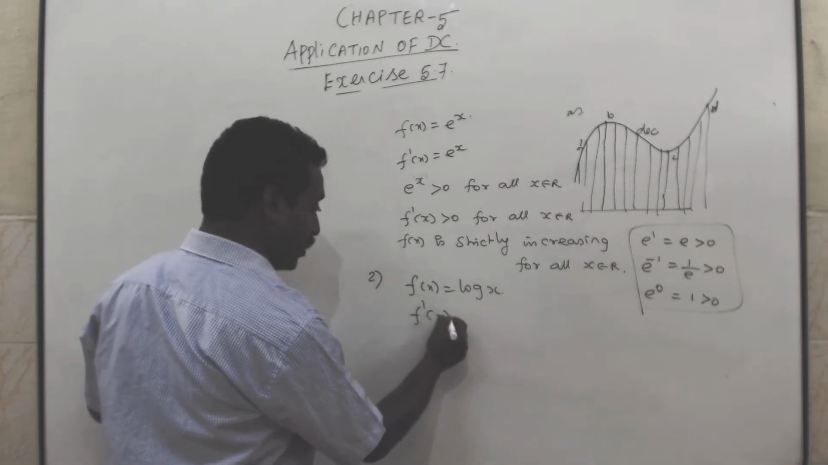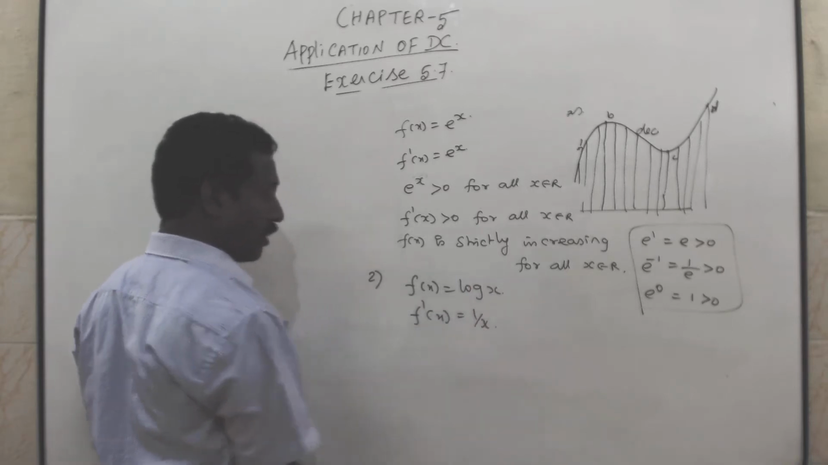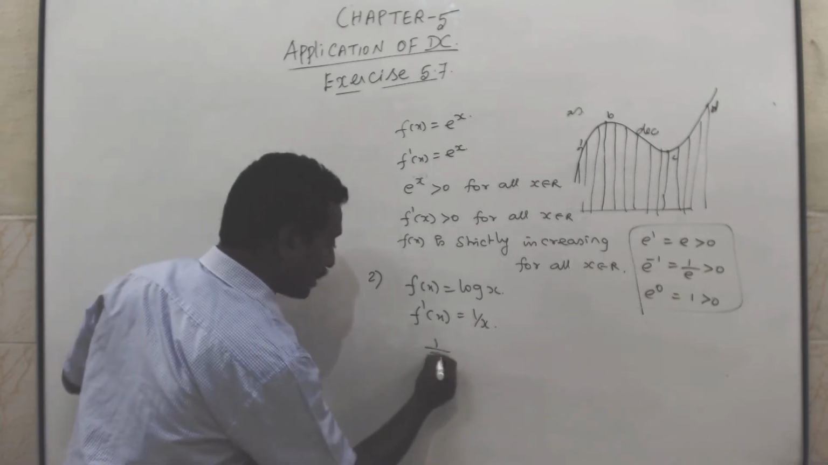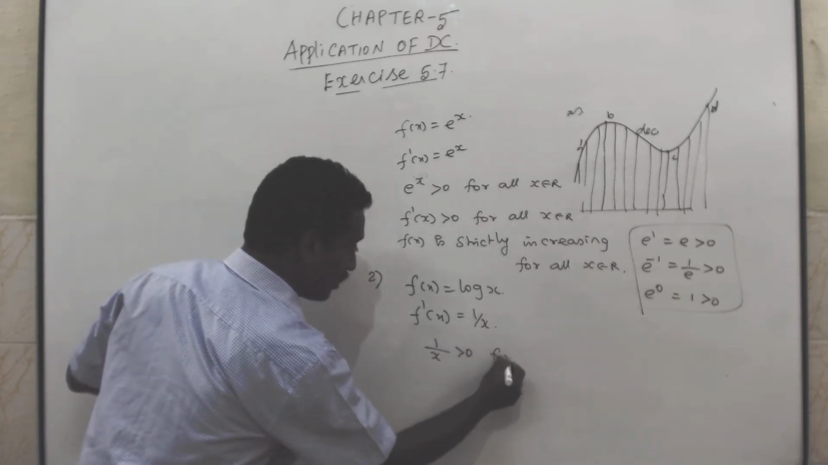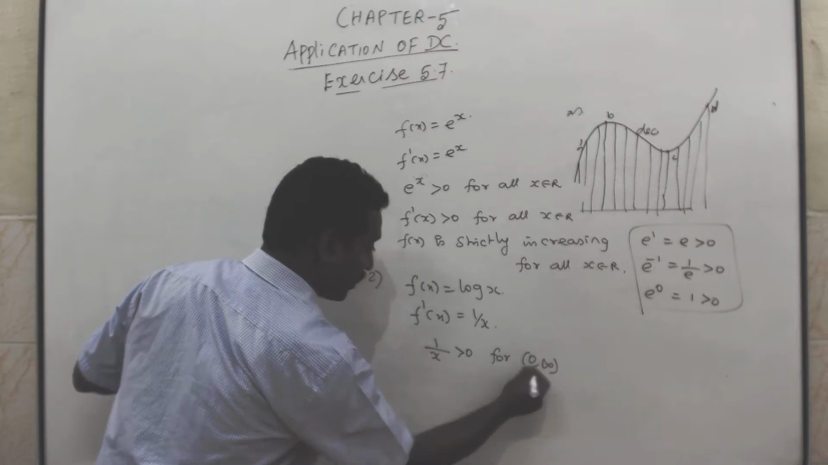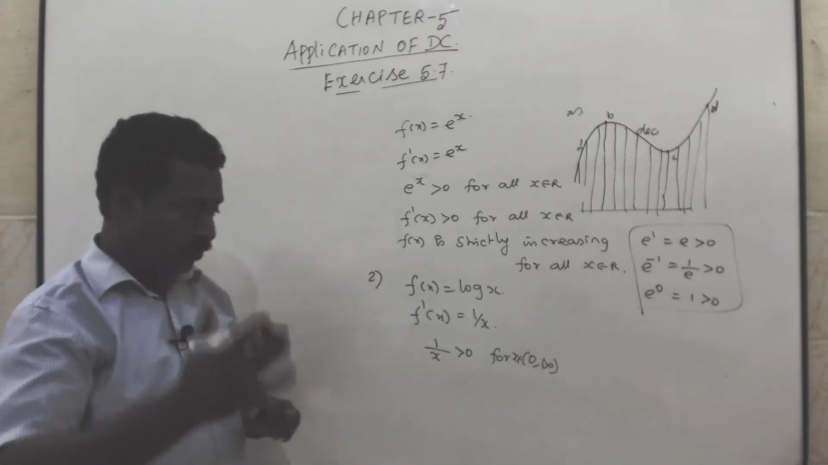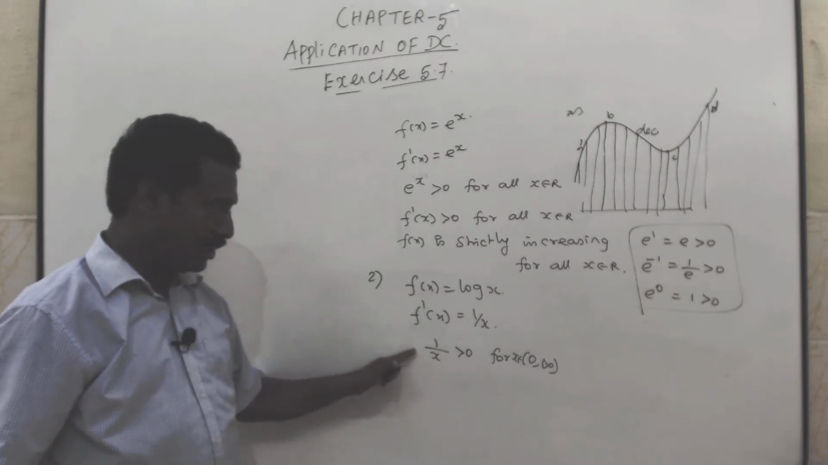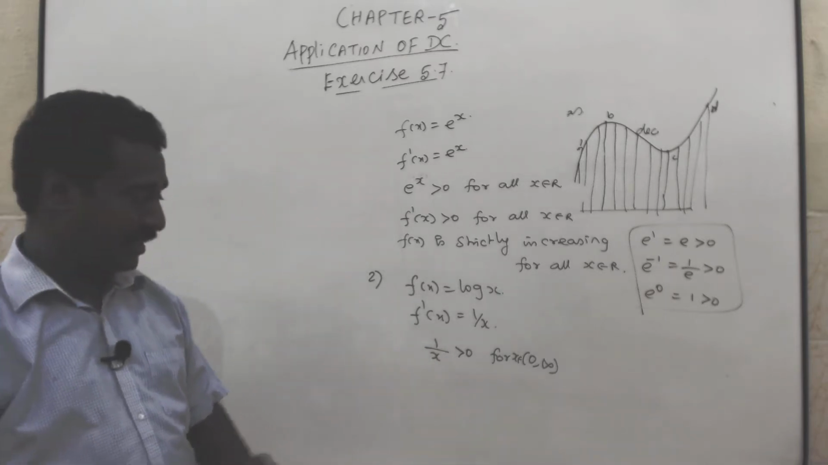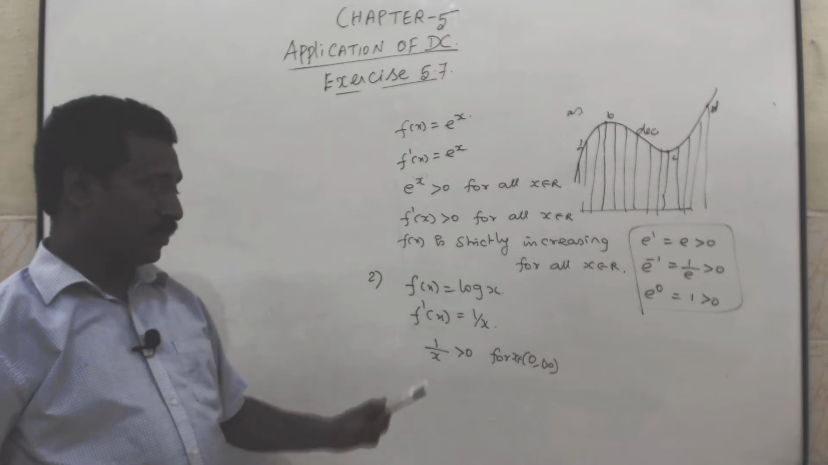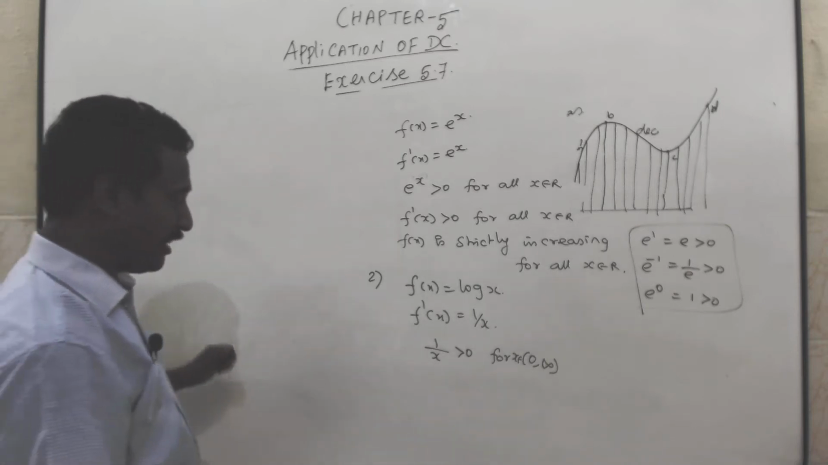f of x equal to log x, differentiation is 1 by x. 1 by x is greater than 0 for x belongs to (0, infinity). (0, infinity) means the number is more than 0, so definitely the value is greater than 0. 1 by x is greater than 0 for all x belongs to (0, infinity).